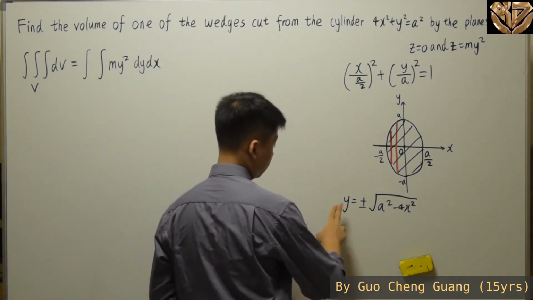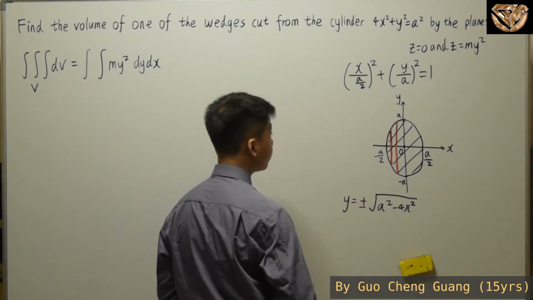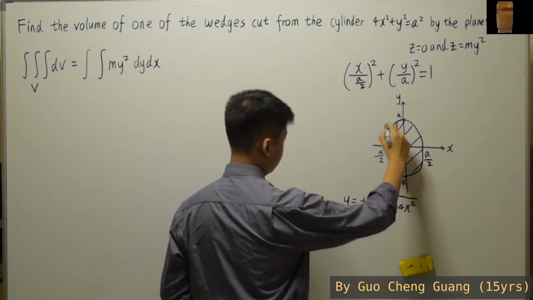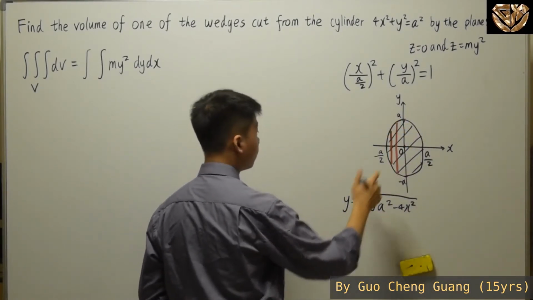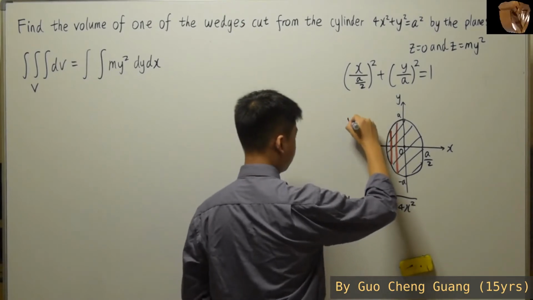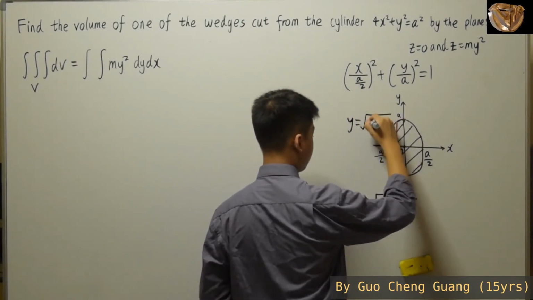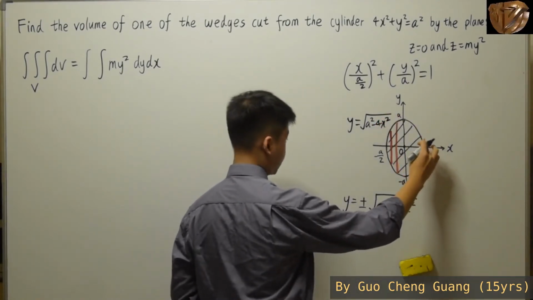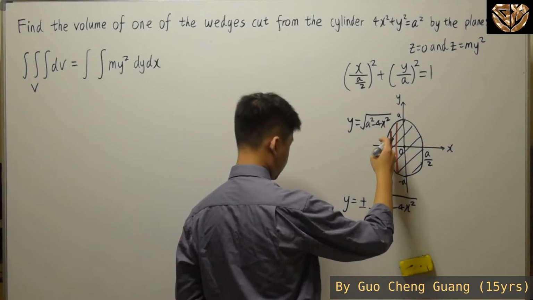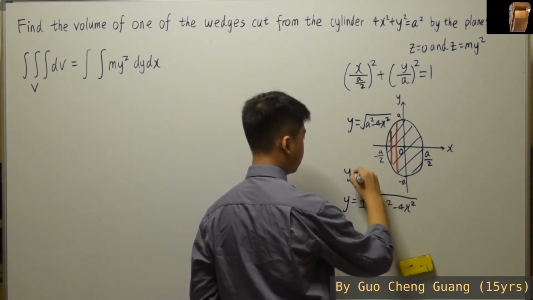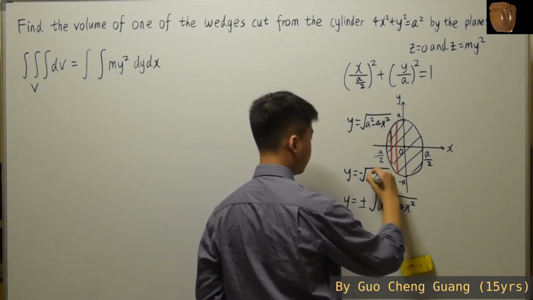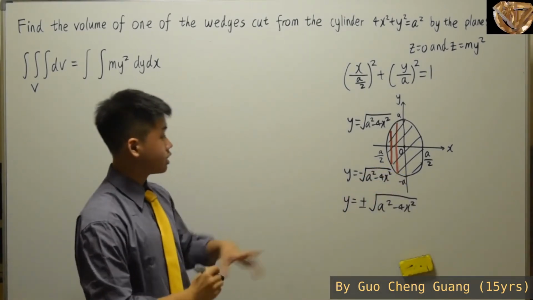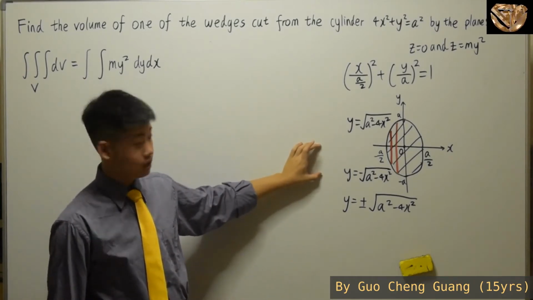Now for y, when it is positive or negative, the above section, this section over here, is the positive. Above it will be y is equal to square root a square minus 4x square. So it's just for the above section. How about the below? Now the section below, you'll have y is equal to negative square root a square minus 4x square. Right, so that is how you can separate this into two different parts.